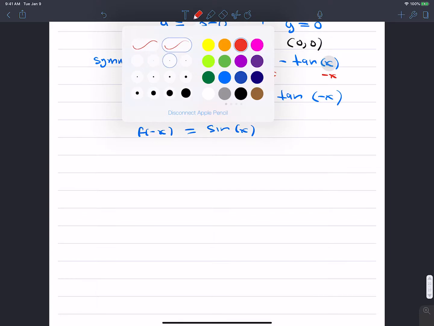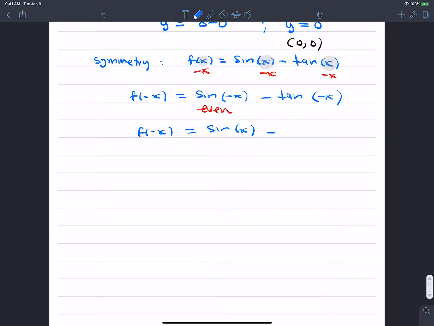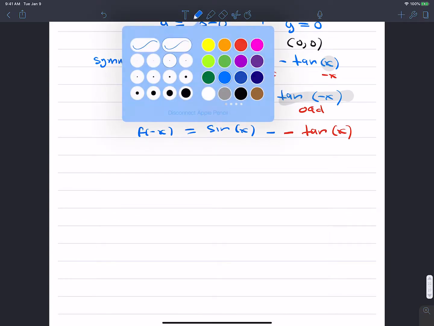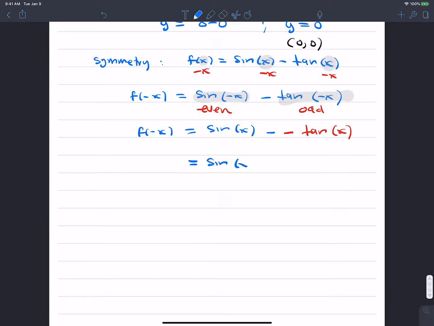Now, we have here minus. What do you guys know about tangent of minus x? Anybody remember about tangent? Is tangent even or is tangent odd? Tangent was an odd function. Is that true? So what does that mean? We got minus tangent x. You guys okay with that? All right. Sine x plus tangent x. Is that right?